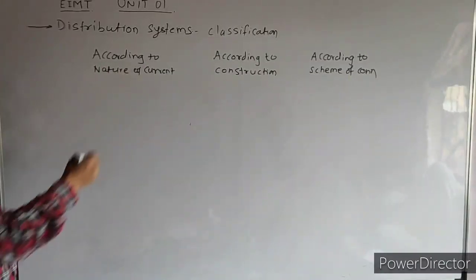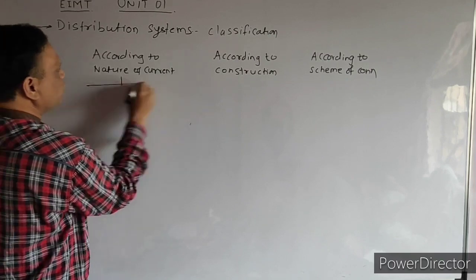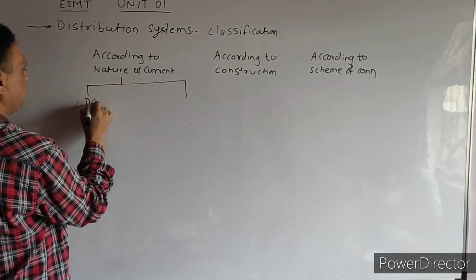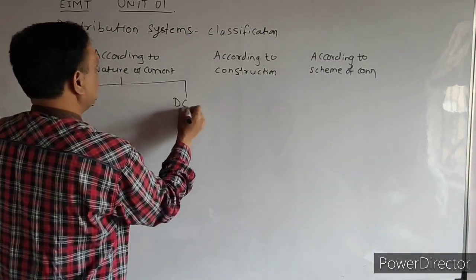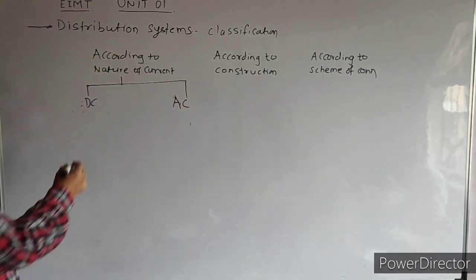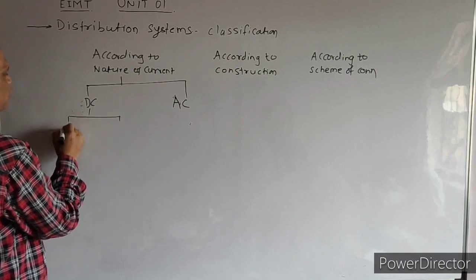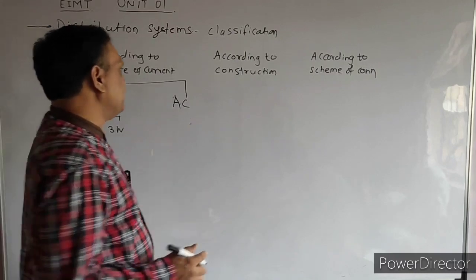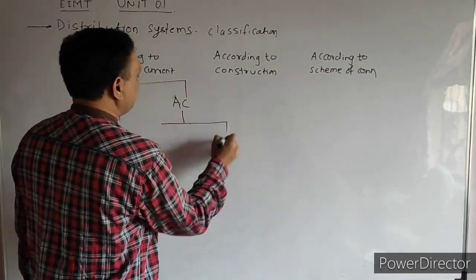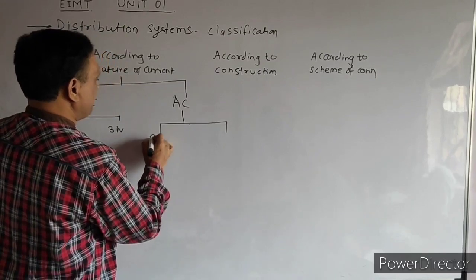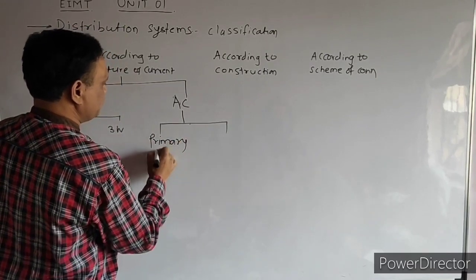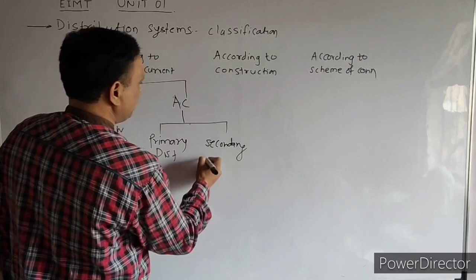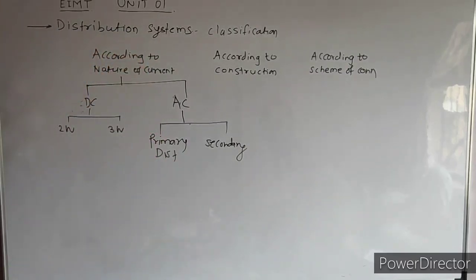So further, there is a classification. If it is according to nature of current, then we have already seen that this distribution system is classified as DC or it is AC. In DC system, we have seen it is maybe 2-wire DC or maybe 3-wire DC, right? So in AC system, further there will be a classification, and that will be primary distribution system and secondary distribution system. This will be the classification according to nature of current.